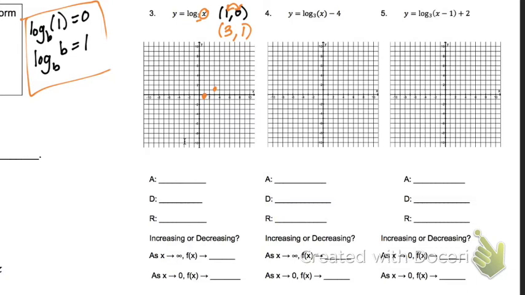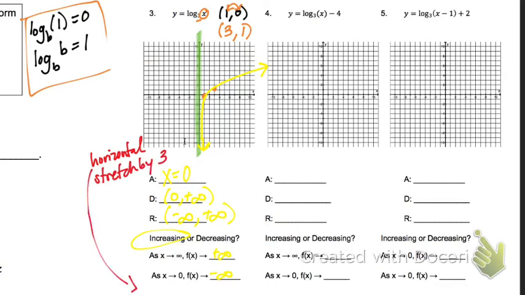And I have a vertical asymptote at x equals 0. So I'm going to connect my dots. My domain is what? 0, positive infinity. My range is always negative infinity, positive infinity. Am I increasing or decreasing? And then positive infinity, negative infinity. Do I have any transformations? Yeah. I'm not going to scroll down, so you just put it where it says transformations. Horizontal stretch by 3. That goes down here.